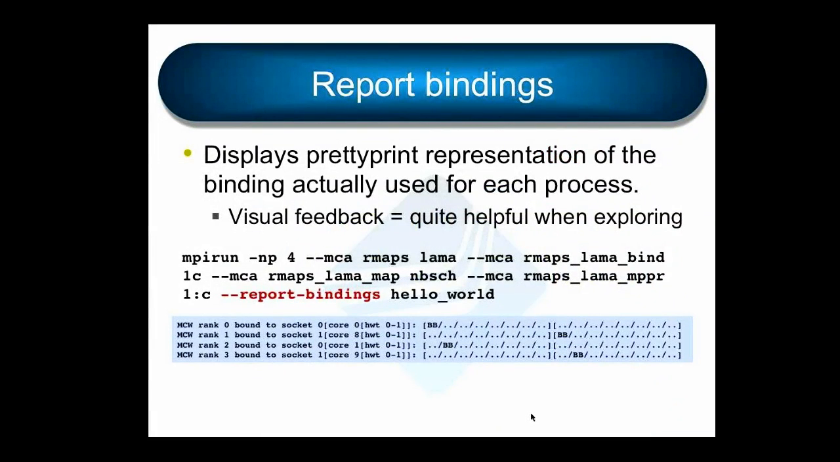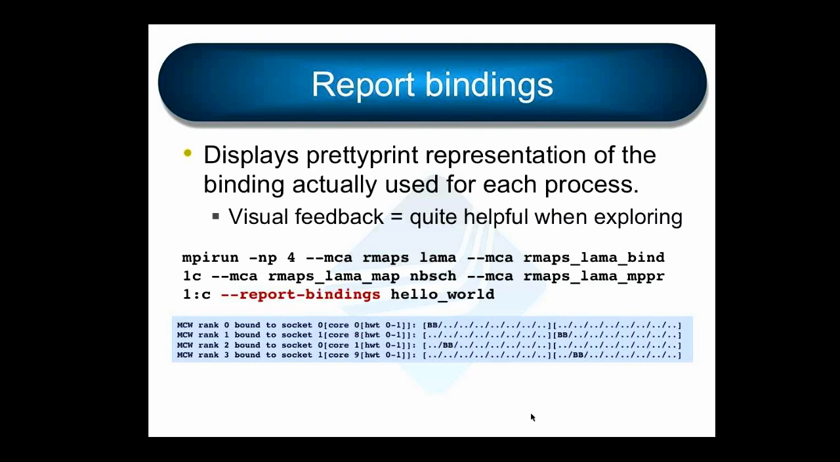All right, so now finally back to your question, sir. How can you tell what you get? Well, we have a pretty print representation to show you what Open MPI is going to do for each process. Visual feedback is really helpful, particularly when you're trying to wrap your head around this representation here. So the way you specify these things is you have to give a bunch of MCA parameters. And again, this is why it's oriented towards power users, right? So you have to say, use the llama rmaps component. Here's the bind. I did a 1C, right? And then I did a NDSCH, and then a MIPR of 1 to C. And then this magic guy, report bindings.